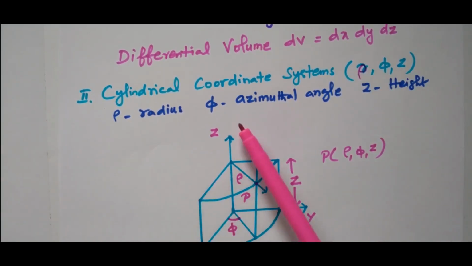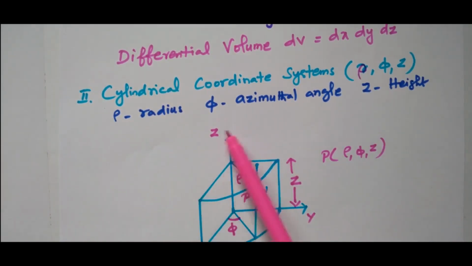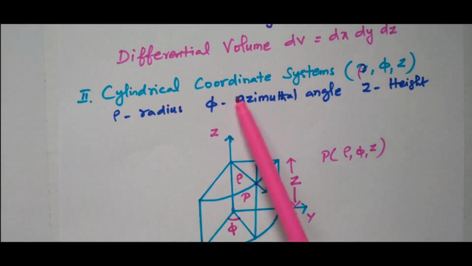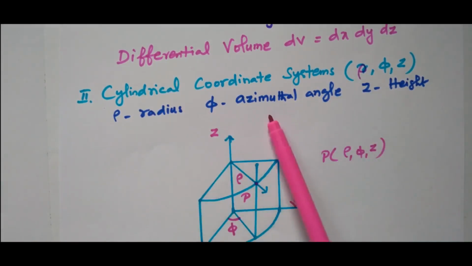Rho, phi and z. What is rho? Rho is the radius, that is the length. Phi is the angle, the azimuthal angle. Z is the height, right? So in this cylindrical coordinate system, two lengths and one angle are available.